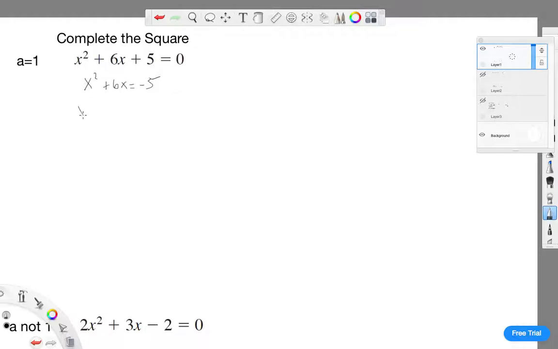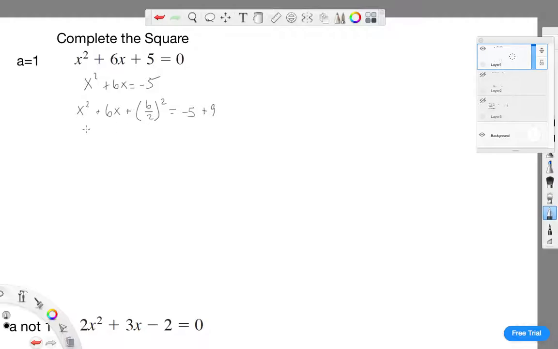So in order to do that, a simplified method is to take this b term, 6, and we're going to add as the third term b divided by 2 squared. So it's 6 over 2 squared, or 9. And that's equal to negative 5. And we're going to have to again add 9 over on this side.